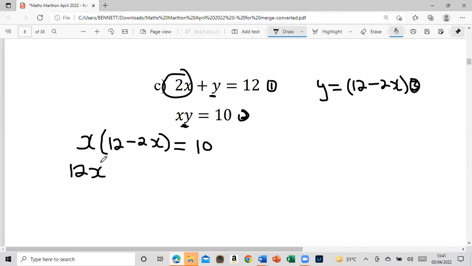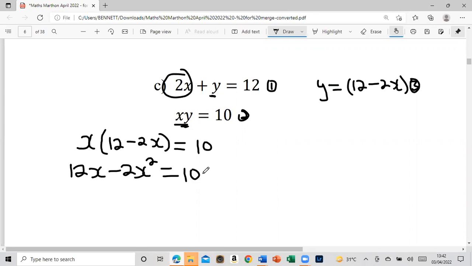So then now we say xy. I may just write it back, you know. But remember y is 12 minus 2x. So then now we expand the bracket. So it's going to be x times 12, that's 12x. x times this, negative 2x squared. Quadratic. You realize that, guys? And that equals 10.